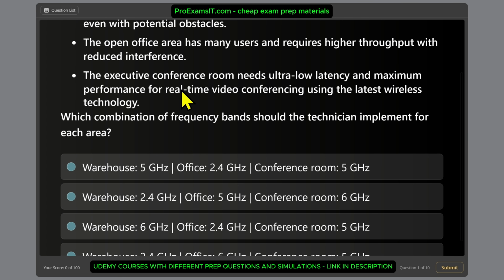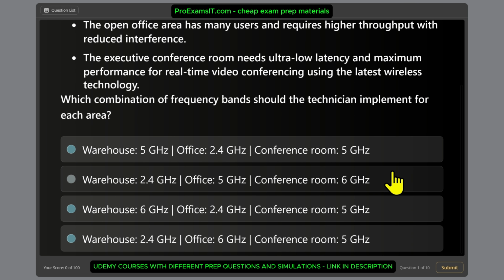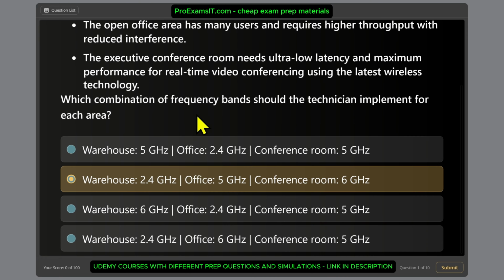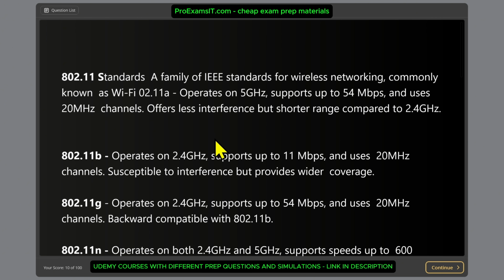And now we have the conference room. It needs ultra low latency and maximum performance, and the keyword here is latest wireless technology, which is 6 gigahertz, and that is Wi-Fi 6E. So the right answer is for the warehouse 2.4 gigahertz, which can penetrate walls. For the office 5 gigahertz. And for the conference room, the latest one, 6 gigahertz: ultra fast, ultra low latency, maximum performance for real-time video conferencing. So let's see. Yep, that's the right answer.